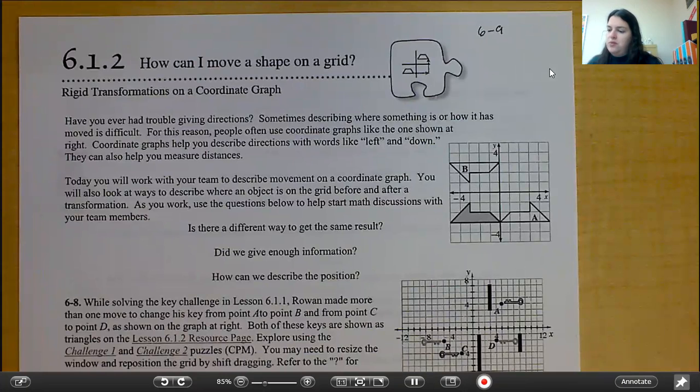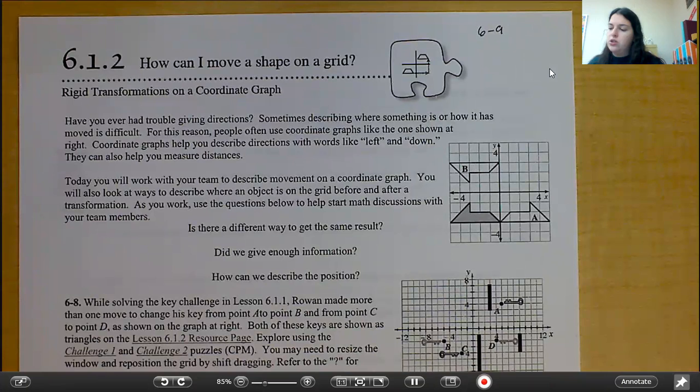For this reason, people often use coordinate graphs like the one shown at right. Coordinate graphs help you describe directions with words like left and down. They also help you measure distances. Today you will work with your team to describe movement on a coordinate graph. You will also look at ways to describe where an object on the grid is before and after a transformation.